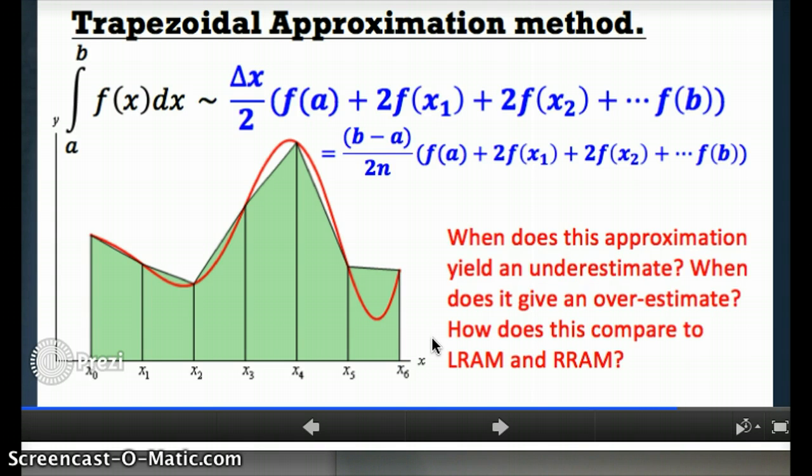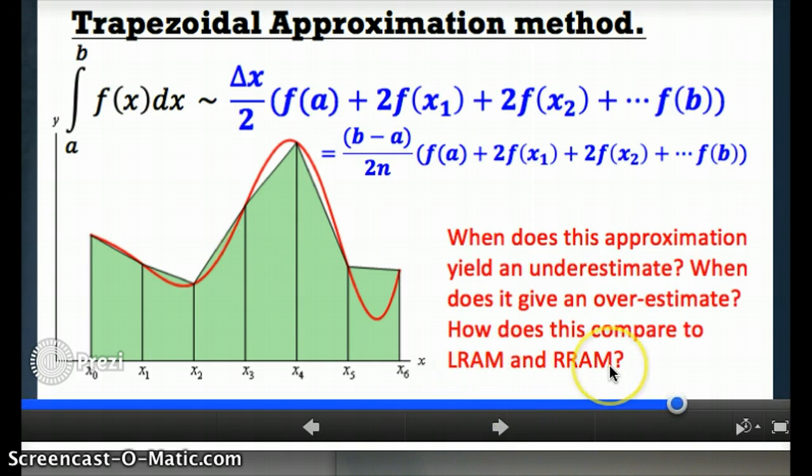Right, so hopefully you saw when we're using the trapezoidal method, if the function is concave down, your trapezoids are going to sit under the curve, and that's going to be an underestimate when it's concave down. When the function is concave up, your trapezoids are going to sit on top of the function, and it's going to therefore overestimate. The difference is with LRAM and RRAM, we didn't care about concavity.